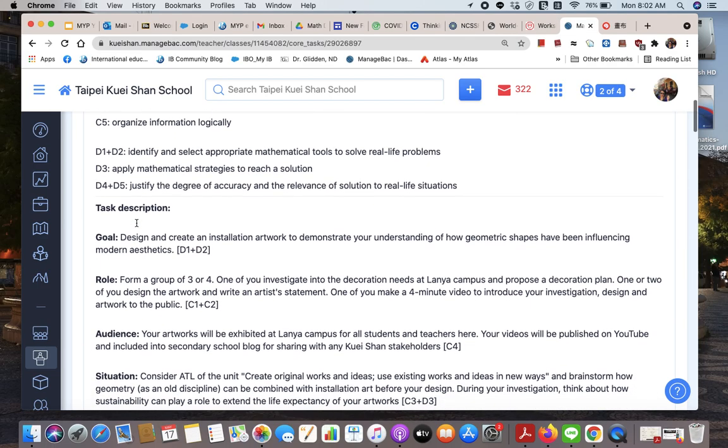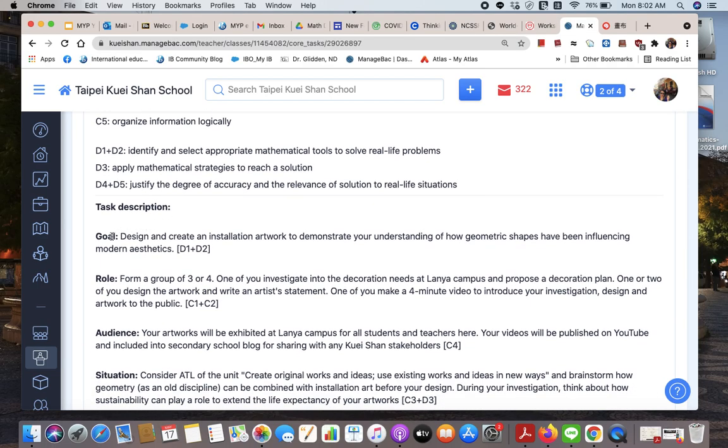So let's move on to the task description. So first of all, your goal is to design and create an installation artwork to demonstrate your understanding of how geometric shapes have been influencing modern aesthetics. So here, I would like you to think about modern aesthetics. If you really want to have some old-fashioned decoration, that's fine as well. Okay, but later in the examples I'll show you, you will see that they look contemporary to some degree.